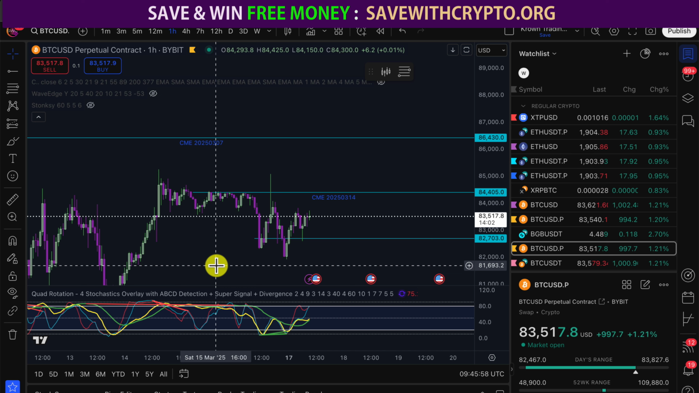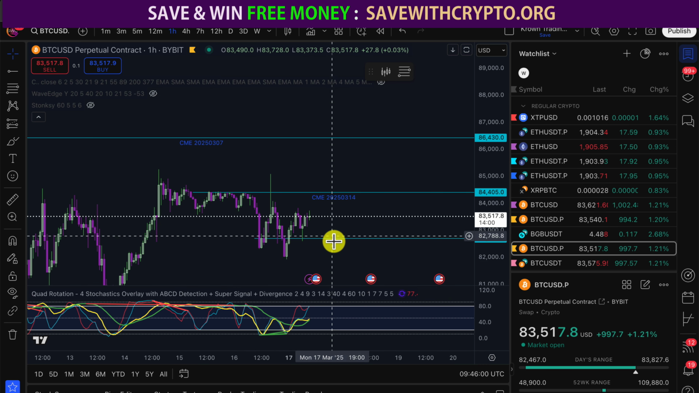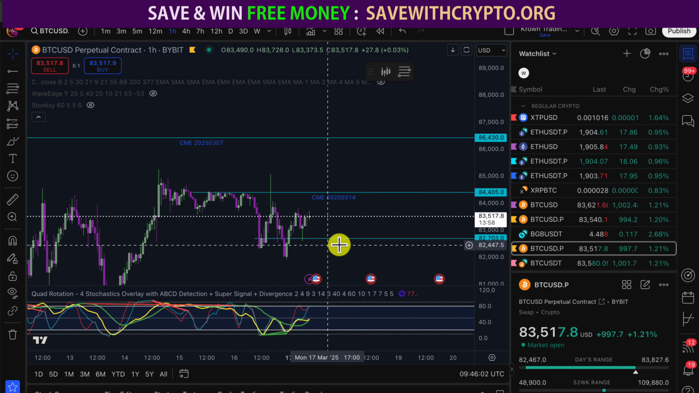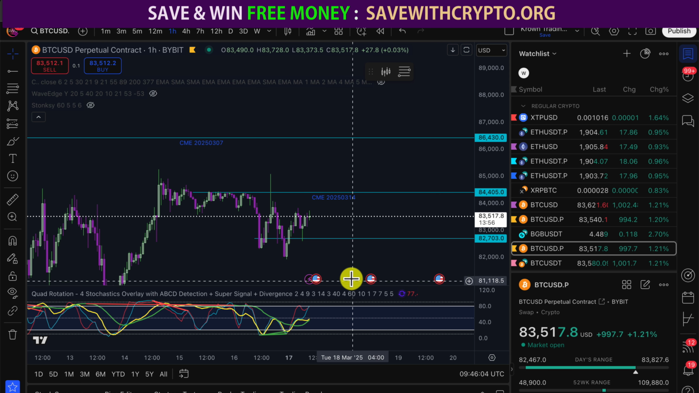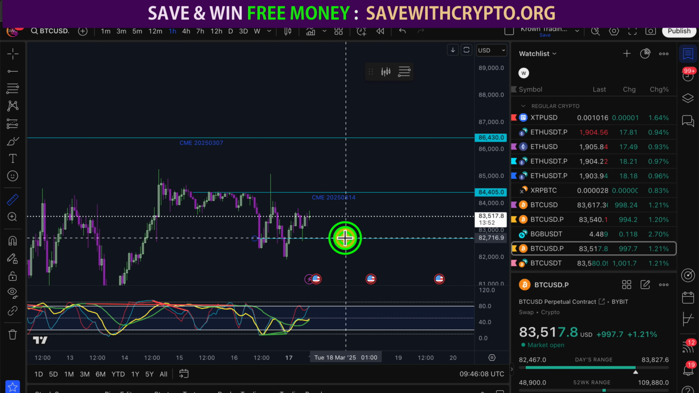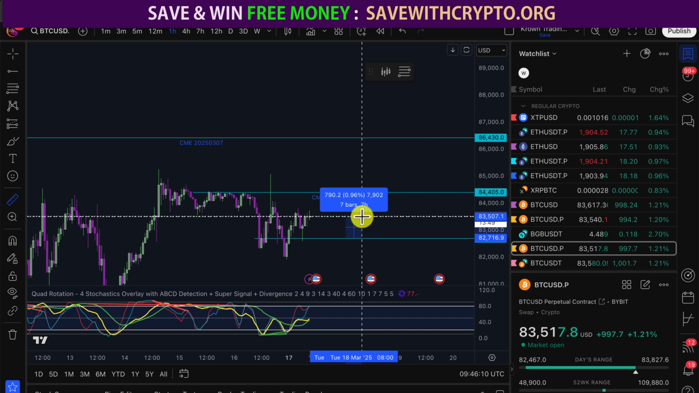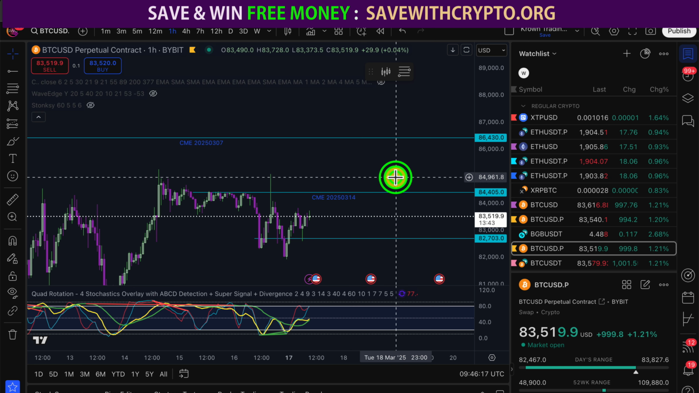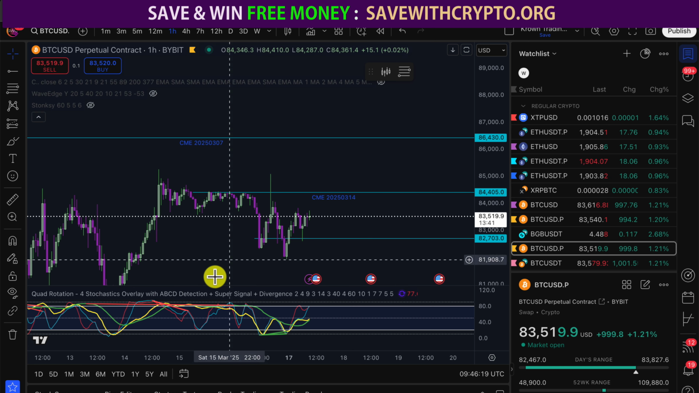So that's how it is this morning. That was the entry there we had at 82,703. Pretty good actually, and we're now at 83,517. So if I'd have kept the trade open, I could still be up 0.96%, which on 10x leverage is obviously like 9%. So not bad. And I think I was on more, wasn't I?